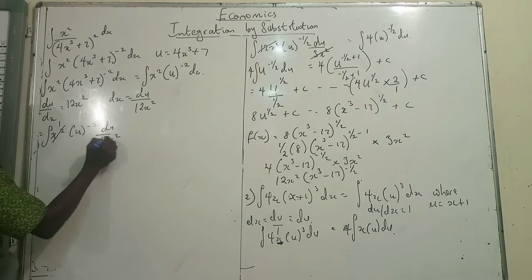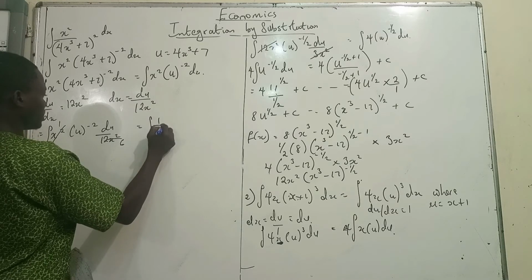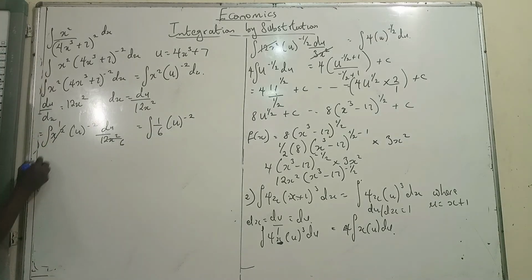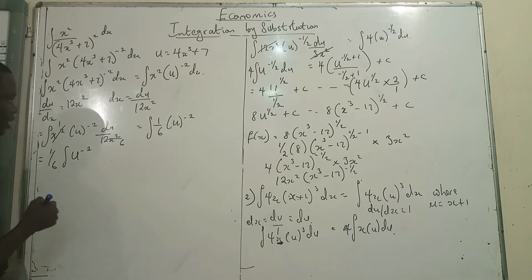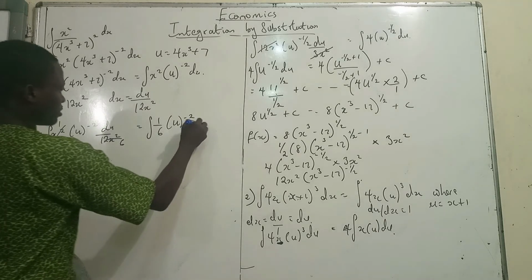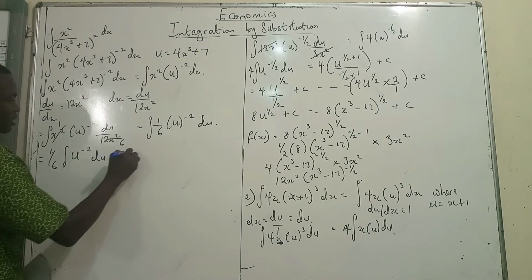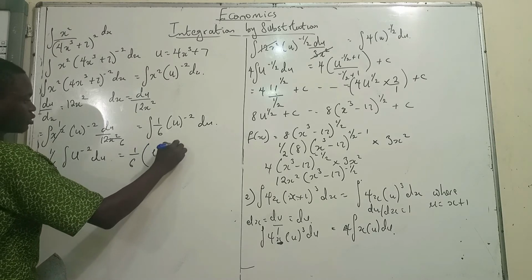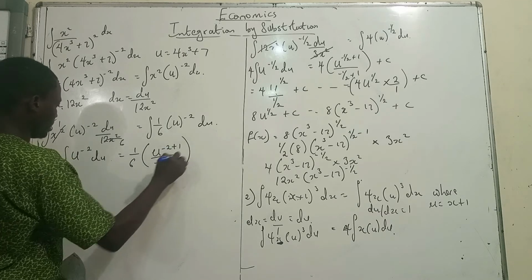Now the x squared cancels, and 12 over 2... this here 1, this here 6. So we have the integral of 1 over 6, and u raised to power minus 2. Now from one of the rules, 1 over 6 comes out, the integral of u raised to power minus 2 du. So this gives us 1 divided by 6 into brackets u raised to power minus 2 plus 1, divided by minus 2 plus 1.